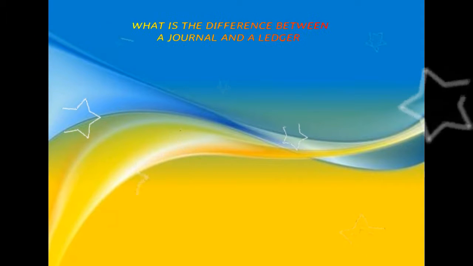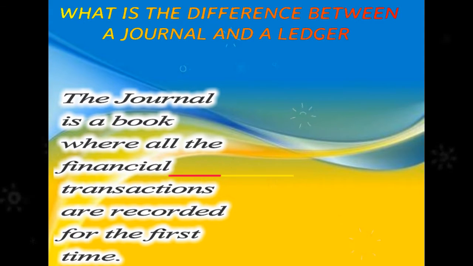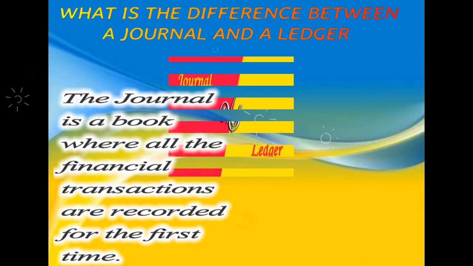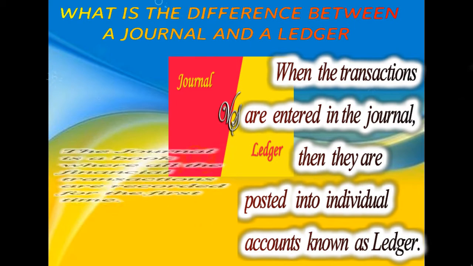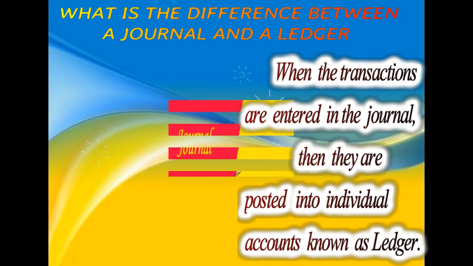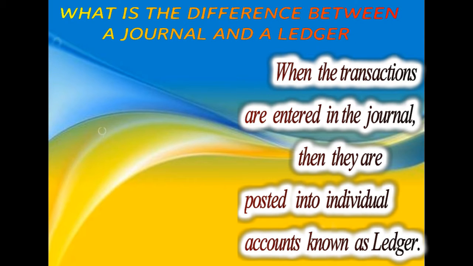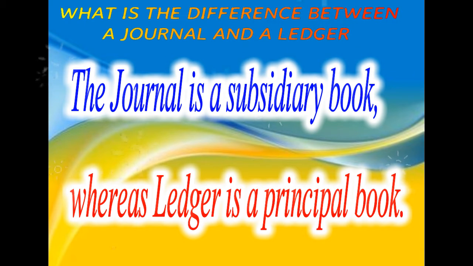Now come to another topic: what is the difference between a journal and a ledger? The journal is a book where all the financial transactions are recorded for the first time. Then, when the transactions are entered in the journal, they are posted into individual accounts known as ledgers. The journal is a subsidiary book, whereas the ledger is a principal book.